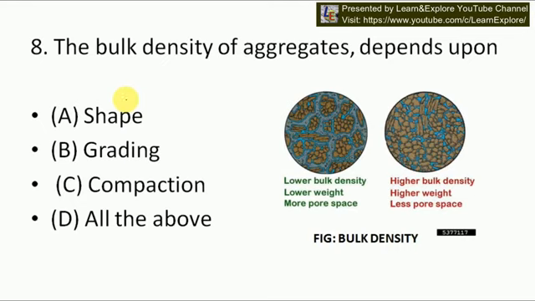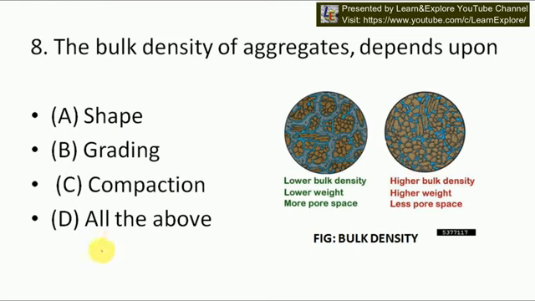Next question. The bulk density of aggregates depends upon. Okay, so our options are A, shape, B, grading, C, compaction and D, all of the above.